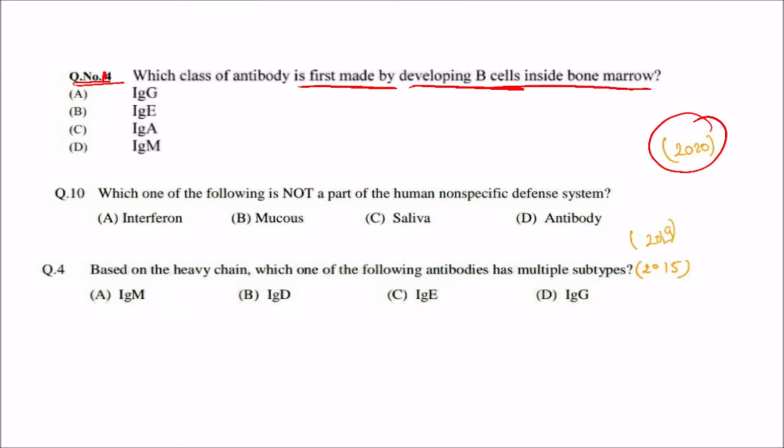So what would be your answer? The first antibody that is synthesized by the developing B cells is IgM. IgM is the correct option, not IgG, IgE, IgA. They are not correct because they are generated by the memory cells. Only IgM is the first antibody that is made by the developing B cells.